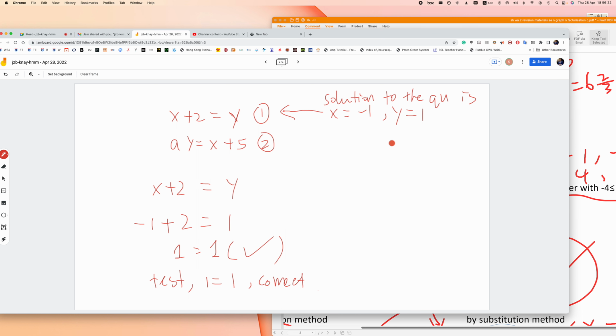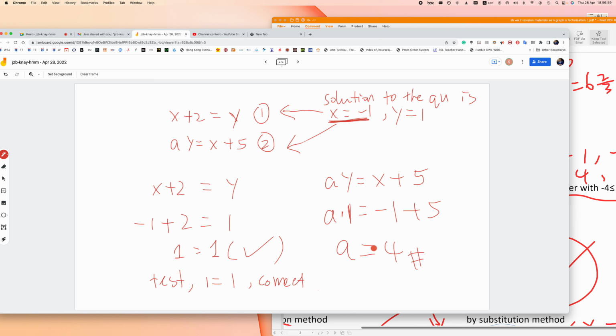Okay, now check for 2. So 2 is ay equals to x plus 5. Okay, so the next step is put your x equals to minus 1 into this. So x equals to minus 1 and then y equals to 1, right? So you have a here. So can you see that you have a times 1, which is a, equals to minus 1 plus 5 is 4. So that's how you get your a. Can you see how you get your a now? Yeah. Good. So in this case, your a equals to 4.